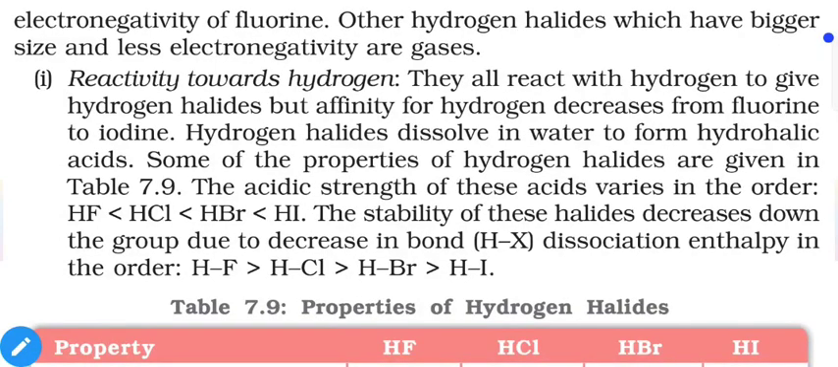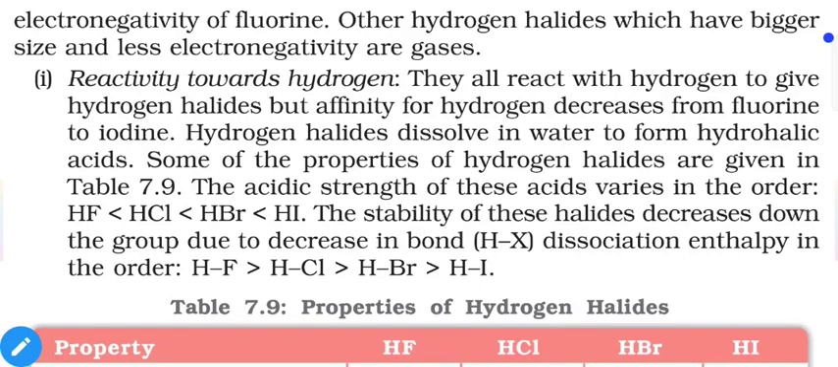Now let's talk about the reactivity towards hydrogen. They all react with hydrogen to give hydrogen halides, but affinity for hydrogen decreases from fluorine to iodine because electronegativity decreases. So a more electronegative element will attract hydrogen strongly and a less electronegative element will attract hydrogen weakly. So the H-F bond is stronger than H-Cl, H-Cl is stronger than H-Br and H-Br is stronger than H-I. Hydrogen halides dissolve in water to form hydrohalic acids. Some of the properties of hydrogen halides are given in the table.